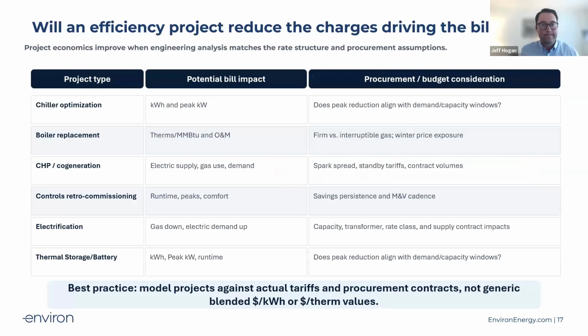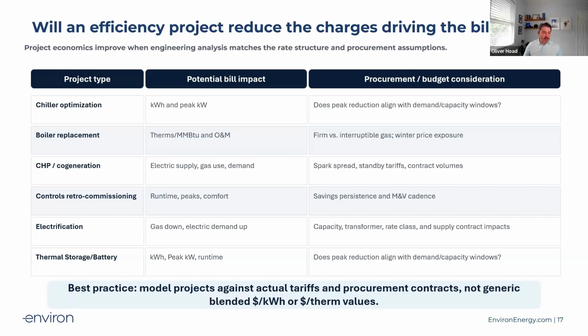Okay, so I think one of the poll questions leaned a little bit towards this particular side. Will an efficiency project reduce the charges driving the bill? I think the answer is it can increase and decrease it, dependent on the potential project you're looking to implement. If you're electrifying, you're going to be shifting some of the cost from natural gas over to power, or if you're looking at cogen, the cost is going to shift from electricity to gas as it's fueling the cogeneration unit.